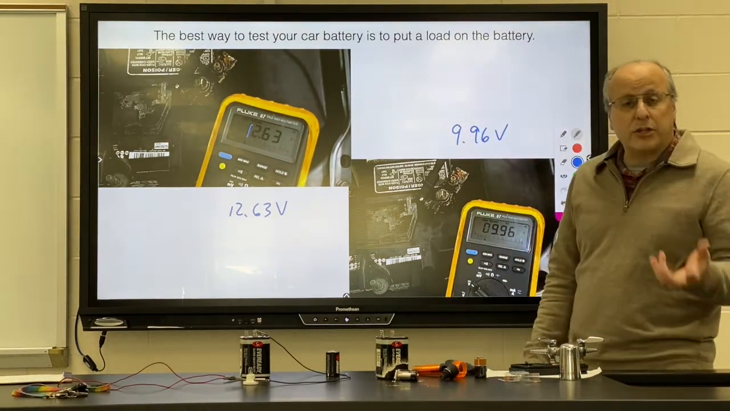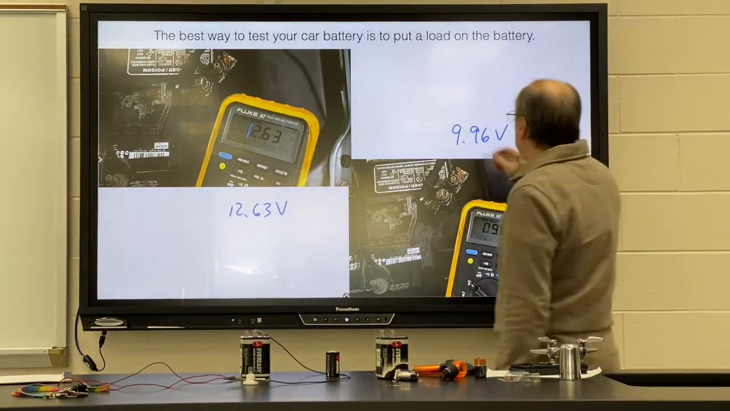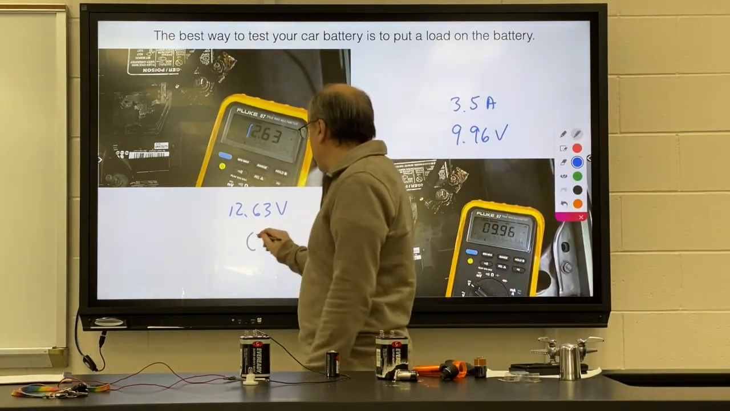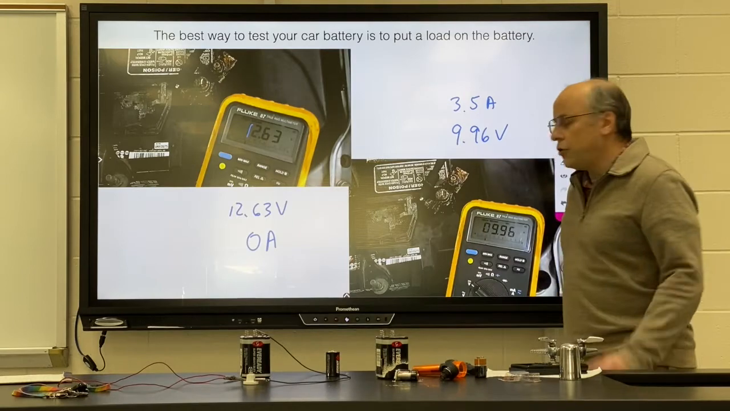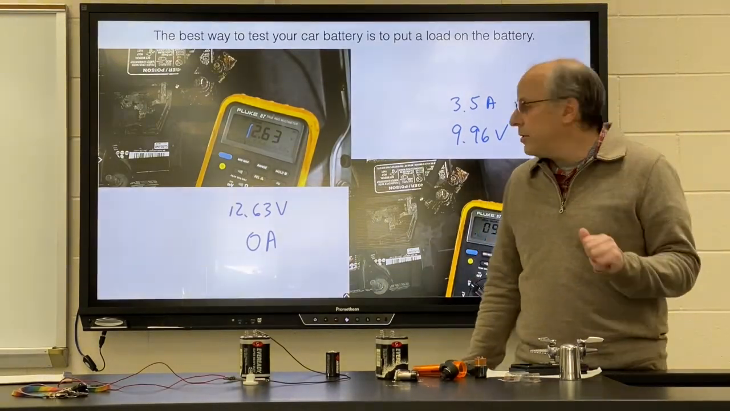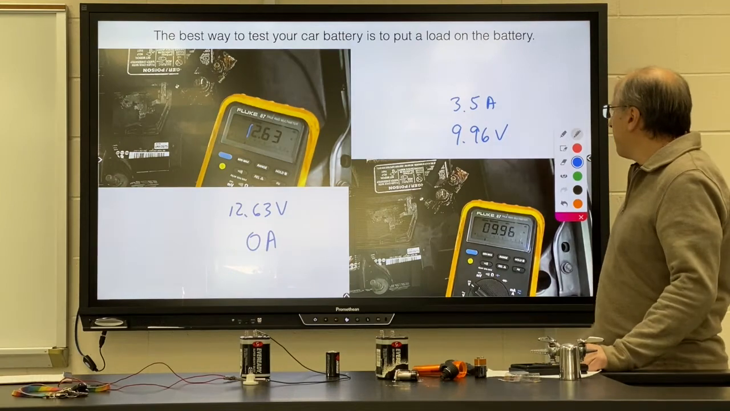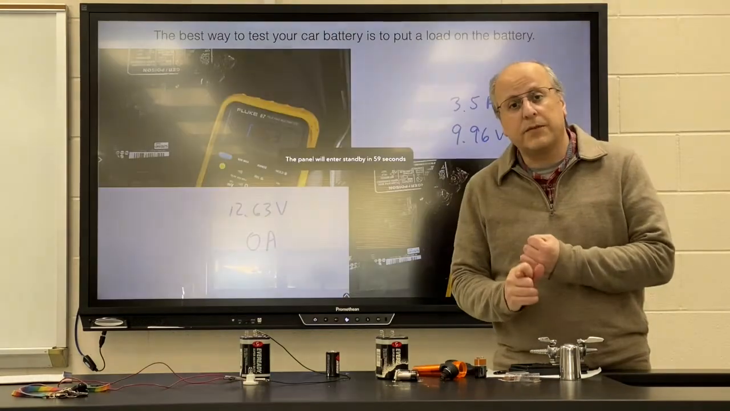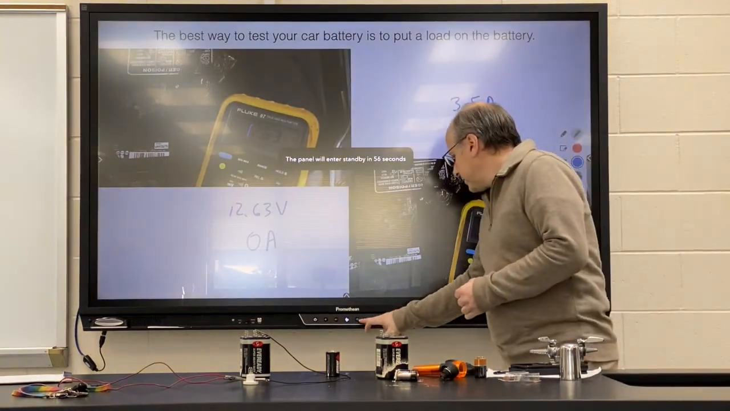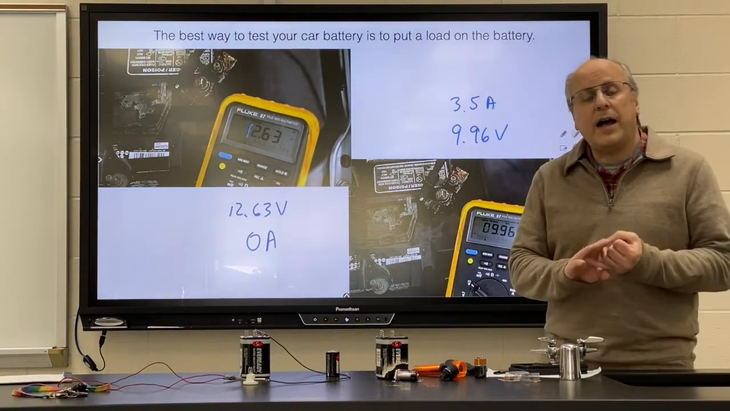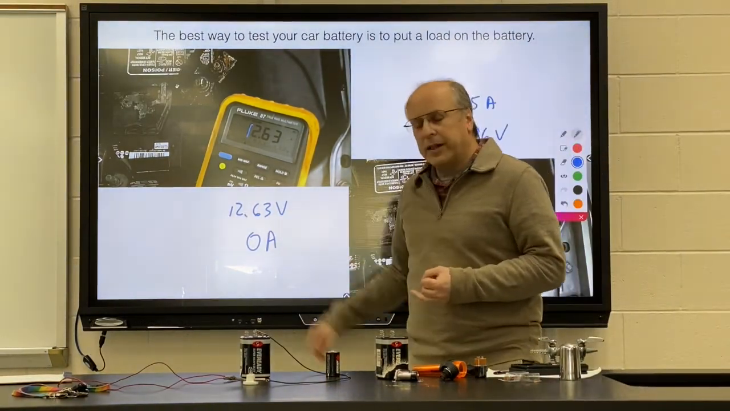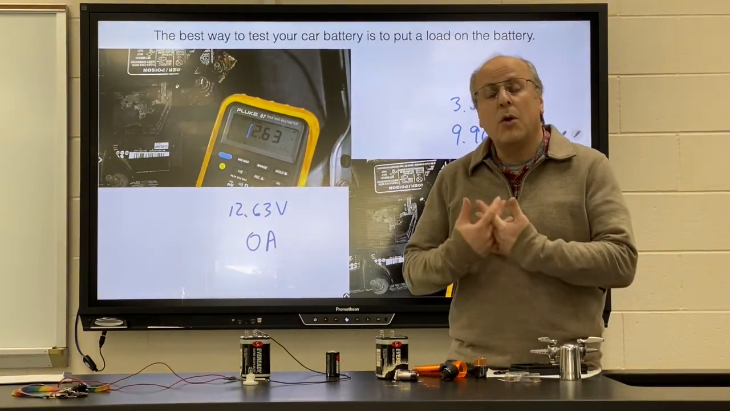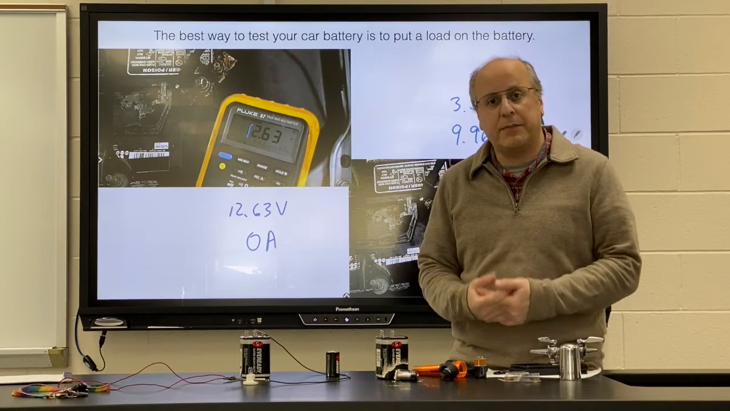You need to know how much current is being drawn. So for those headlights, it's 3.5 amps. So you have your 2 ordered pairs, 0, 12.63, 3.5, 9.96. Find the internal resistance of the battery. Find the electrochemical potential, which we really already have, the y-intercept. But most importantly, find the x-intercept. What is the maximum current that I can get from this battery?